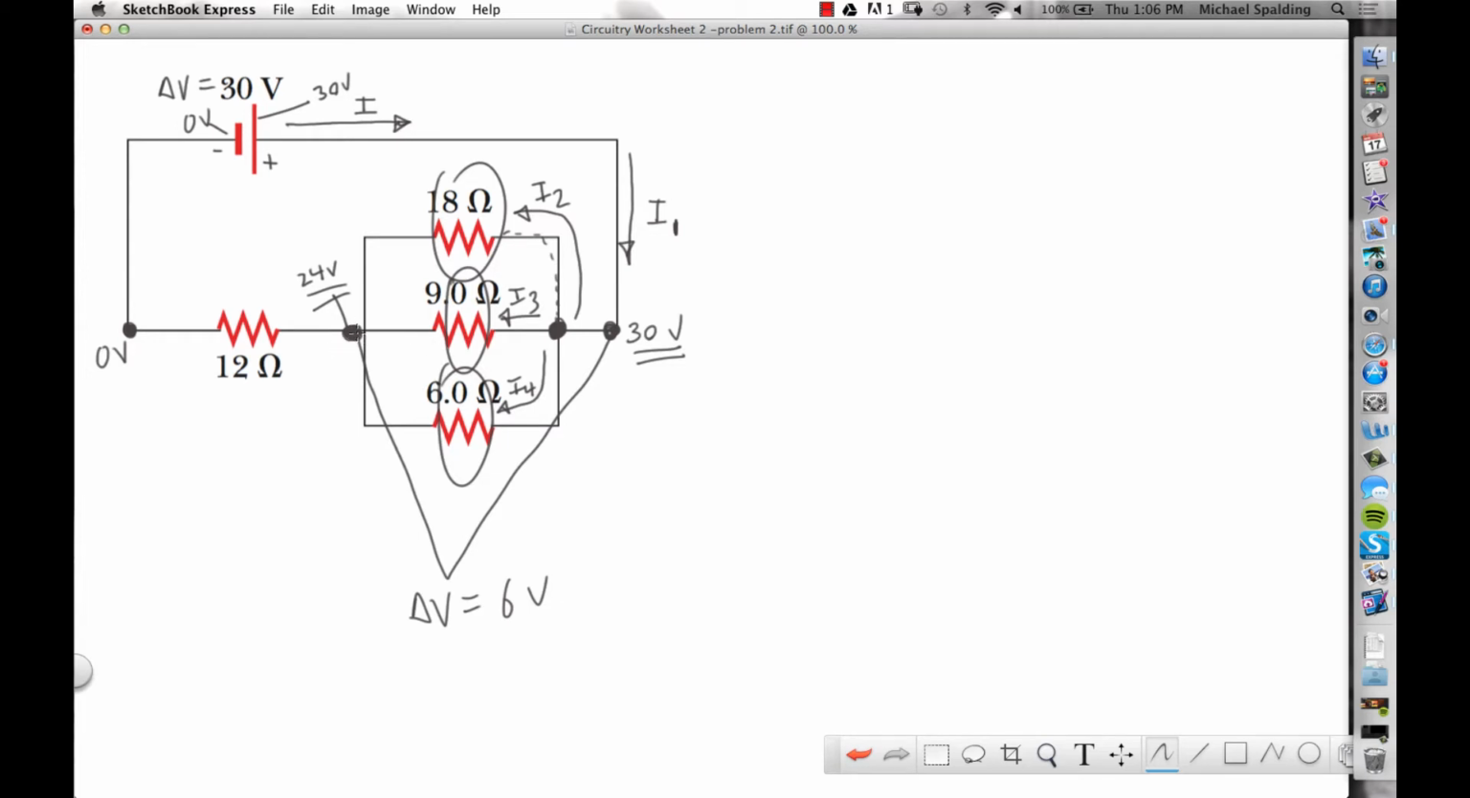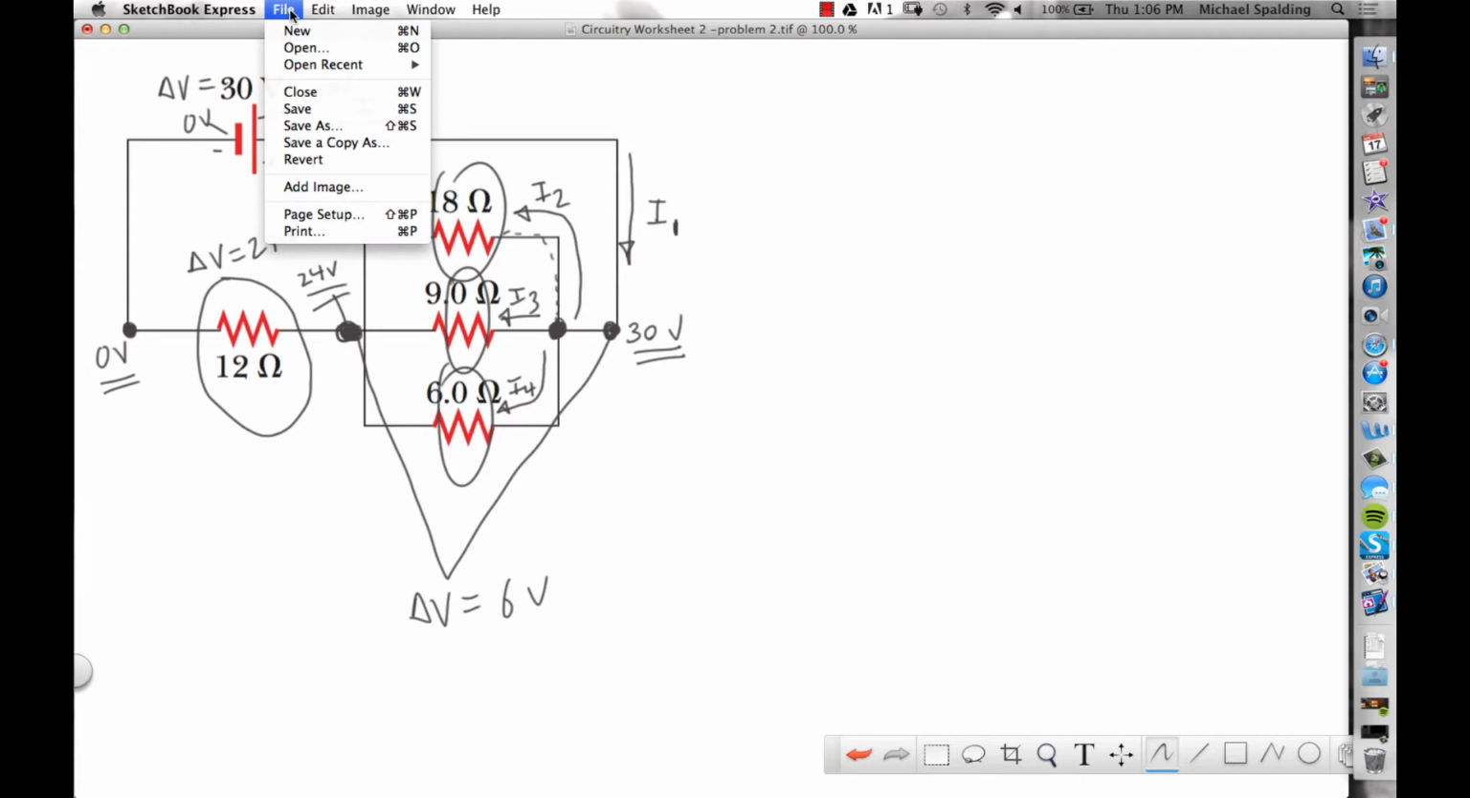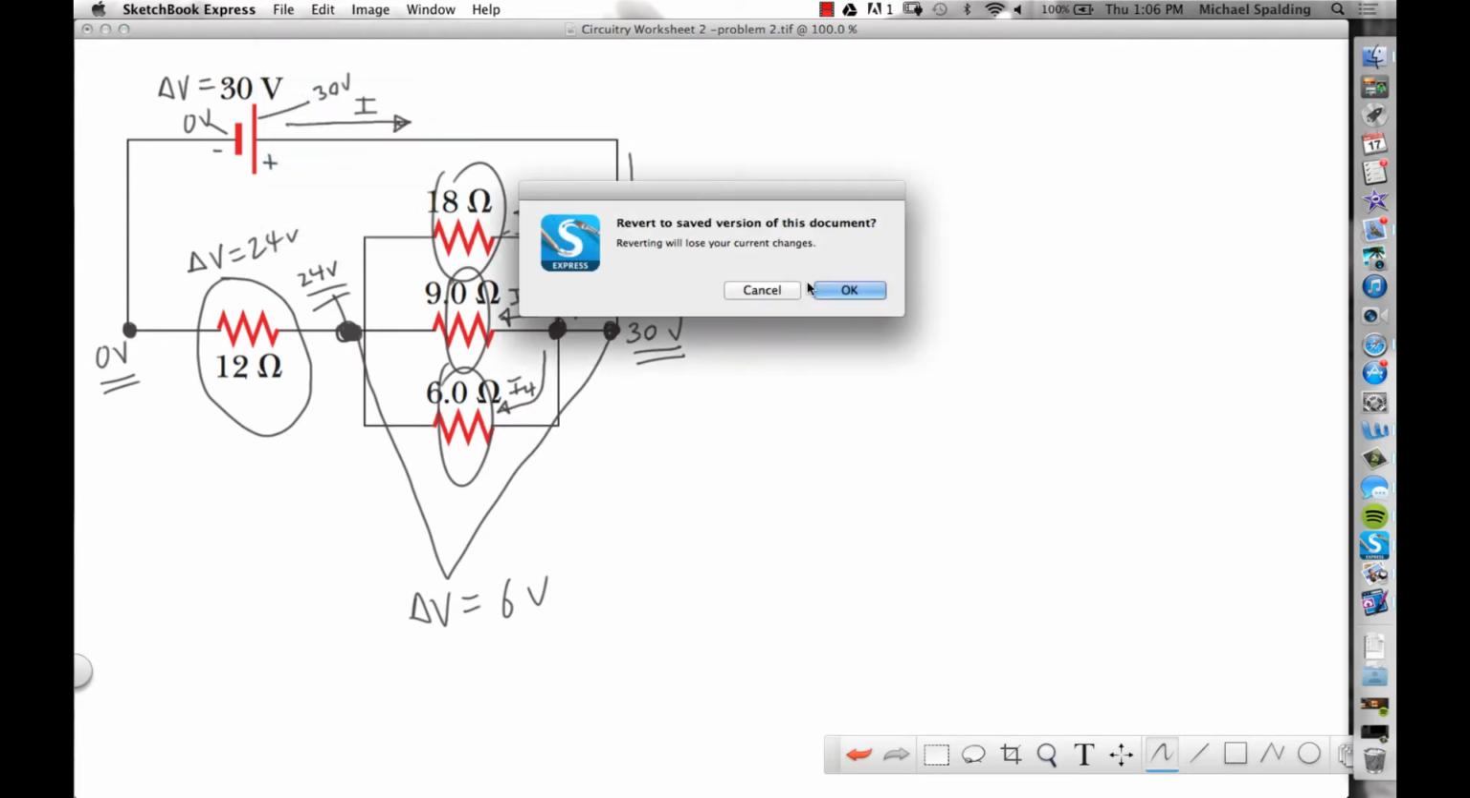So then 24, now what's going to be the delta V across this guy? You can kind of figure, what does it have to be? 24 here, 0 there. What's the delta V there? 24 volts, right? Because 24 to 0 is 24. Now, I just gave you these numbers. The thing is, you have to be able to figure them out for yourself. So let's do this whole problem.